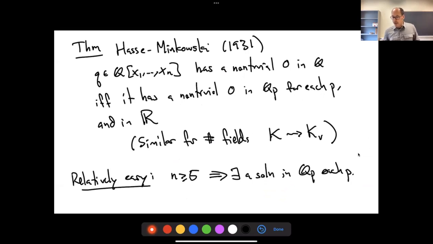All right, so I can now say that from this perspective, the result of Hasse and Minkowski from 1931 is that if you have a quadratic form in some number of variables, then you have a non-trivial zero in the rational numbers if and only if you have a non-trivial zero in each of these completed fields Q_p, where you've allowed yourself these limits of sequences, as well as in R.